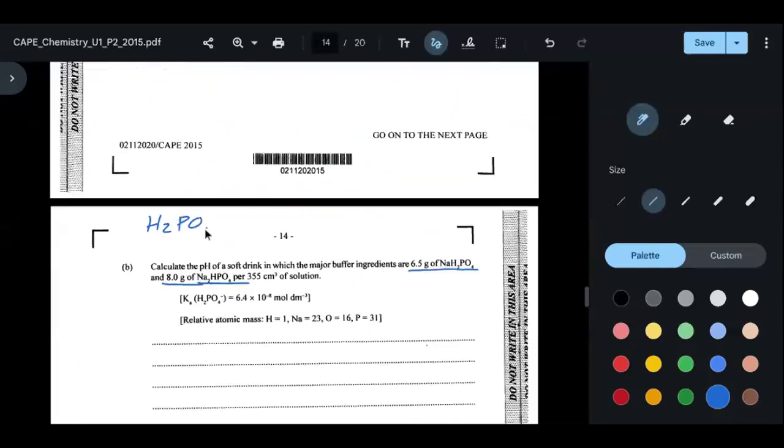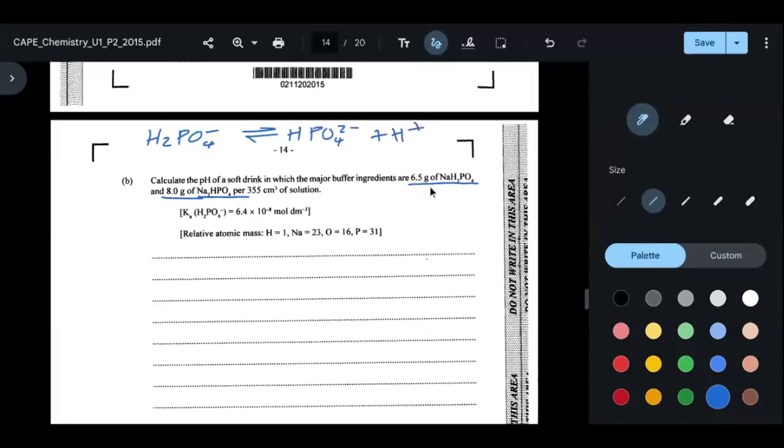H2PO4 minus to give HPO4 2 minus plus H plus. Now, if we're doing a calculation, we would use H plus squared. But remember now, for a buffer, these two are not going to be equal.